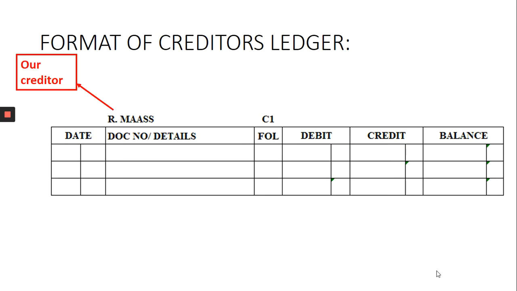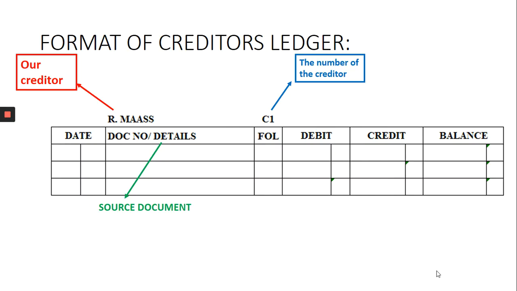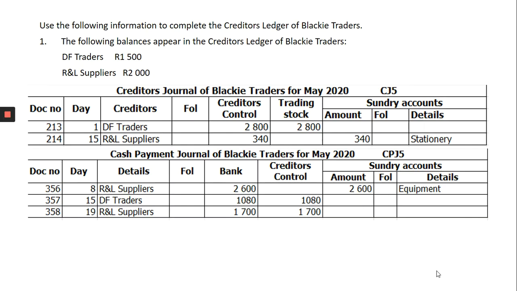RMOS is our creditor, C1 the number of our creditor, and at document number or details we will write the information of the source document. Our debt will increase on the credit side and decrease on the debit side. Important, only credit transactions must be recorded in the creditor's ledger. In other words, only transactions where we bought something on credit or where we have paid our debt.